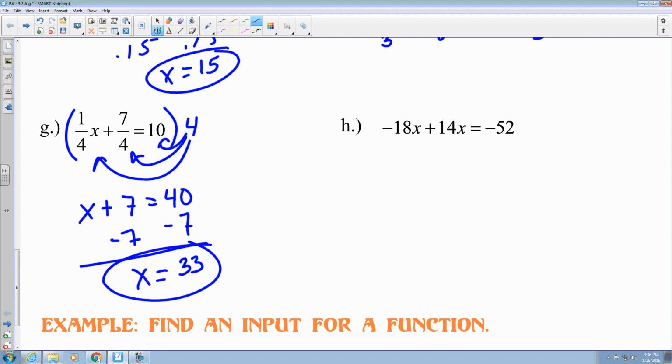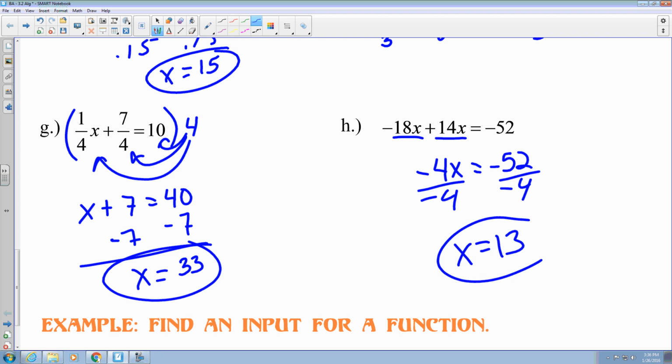Okay? Looking at H, right off the bat, on the same side of the equal sign, I have like terms on my left-hand side, so I can combine negative 18x and positive 14x to give me a negative 4x, which is going to equal negative 52. And then from here, I just divide both sides by negative 4. So negative 52 divided by negative 4 gives me x equals a positive 13. Okay.